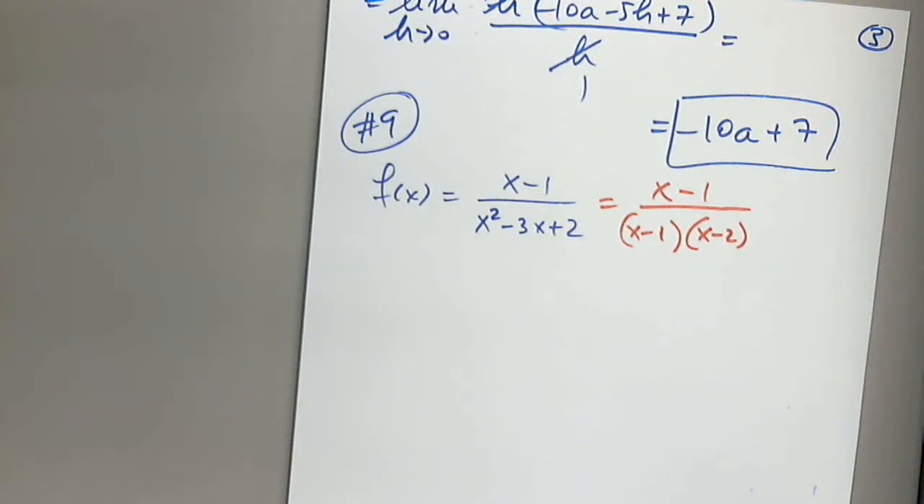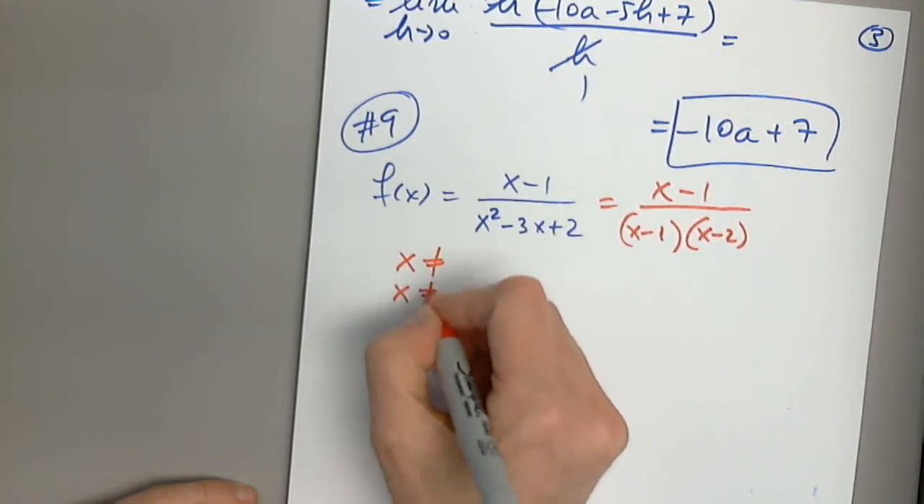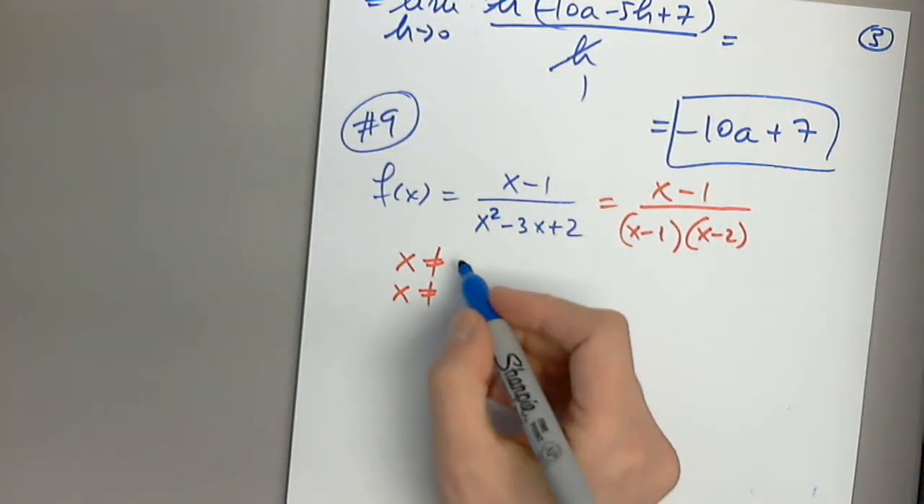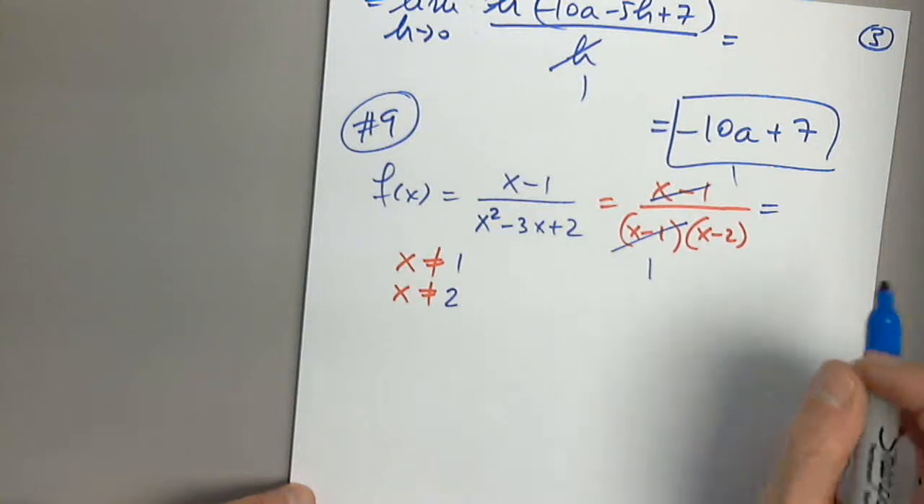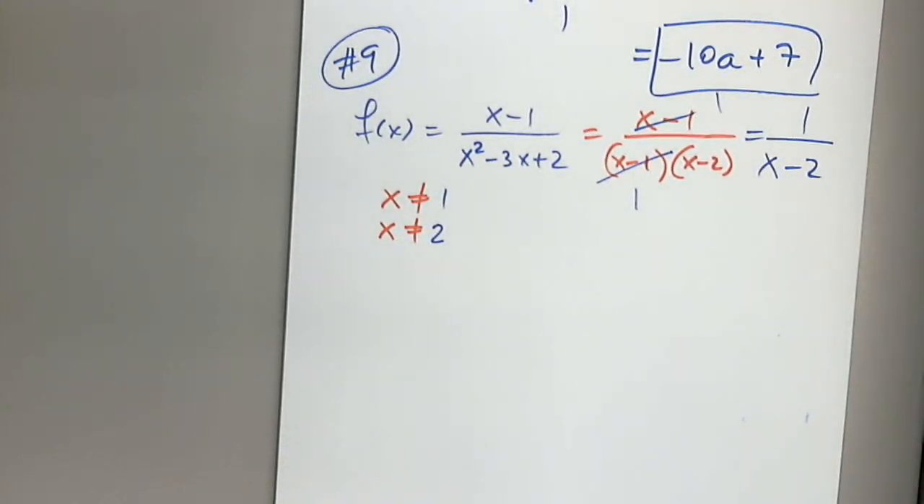So I cannot simplify a function before I write the corresponding restrictions. Only then can I simplify it. This function has 2 restrictions, right? One is x not equal to 1, and the other is x not equal to 2. Only now am I allowed to simplify. And the simplified form is 1 over x minus 2. Everyone agrees with that?